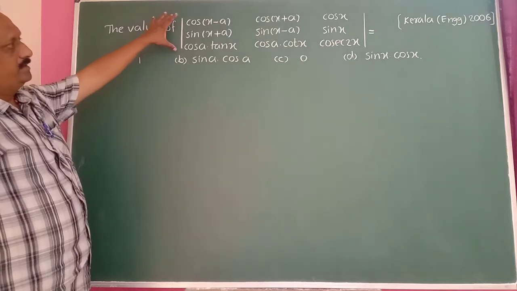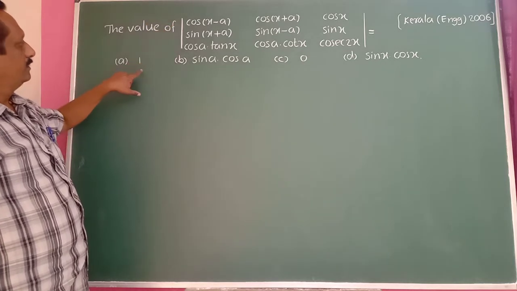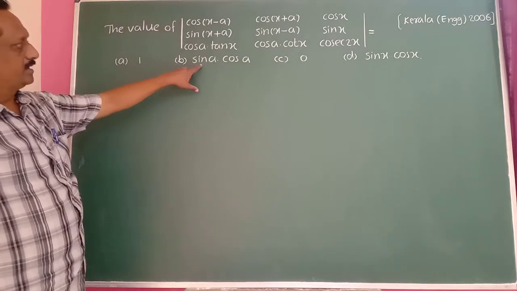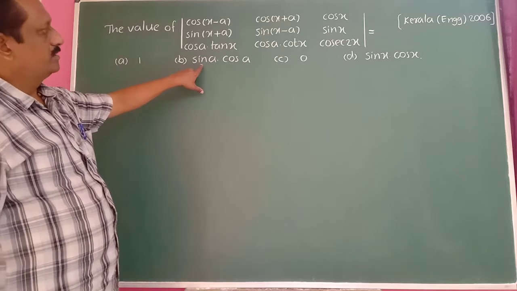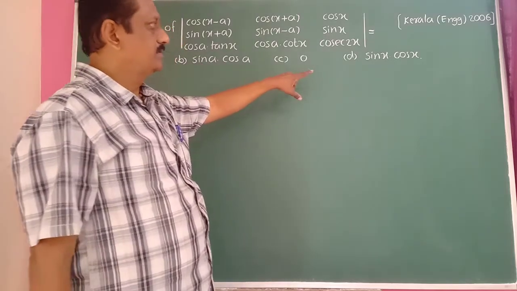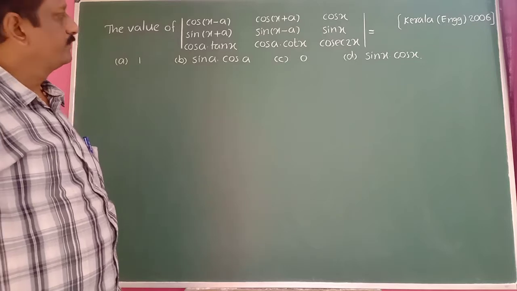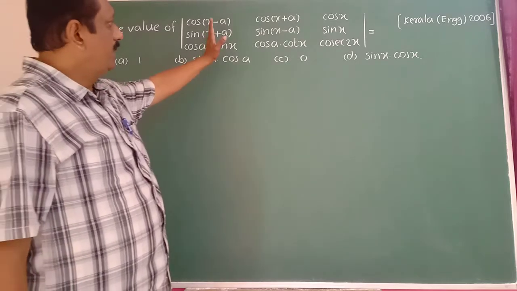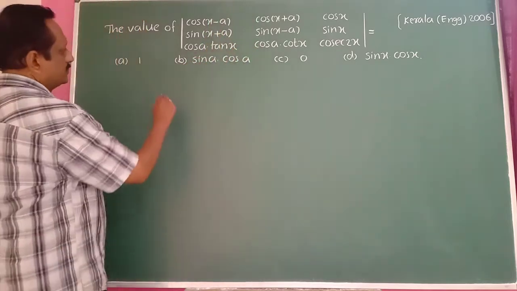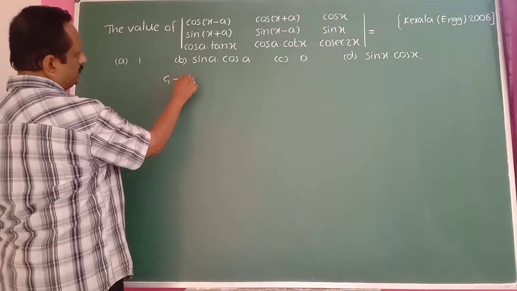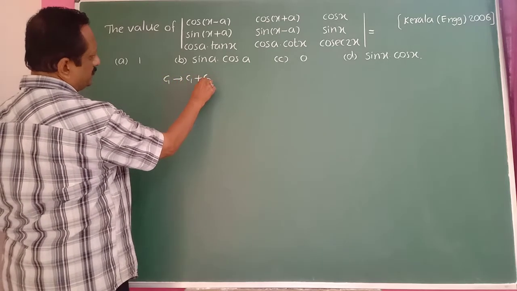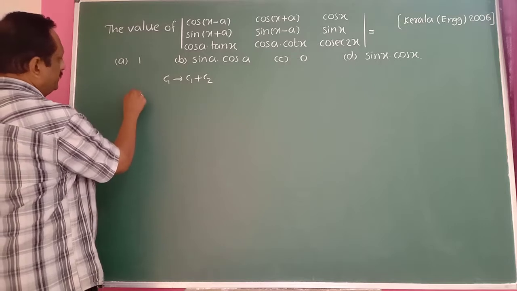So the value of the determinant is equal to what here? First option is 1, second option sin a cos a, third option is 0, fourth option is sin x into cos x. In this case, adding these two columns here, so C1 plus C2 here. Hence determinant of.